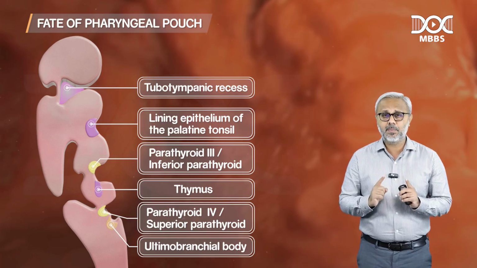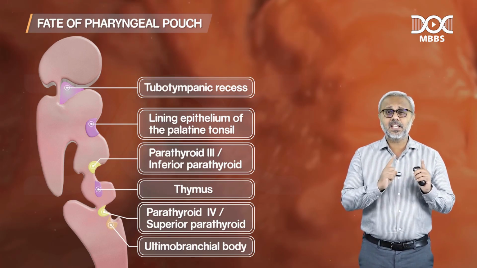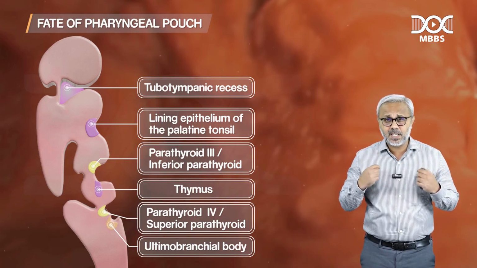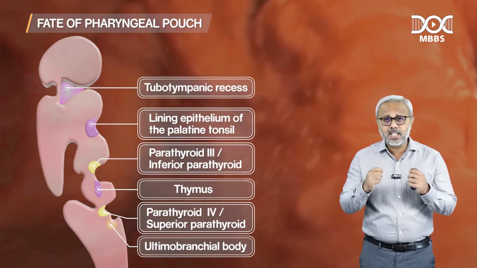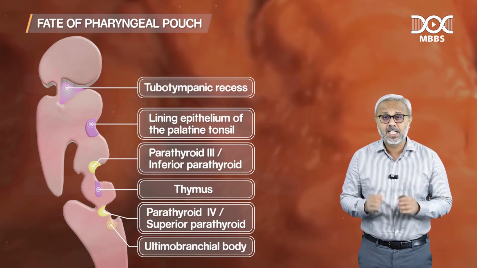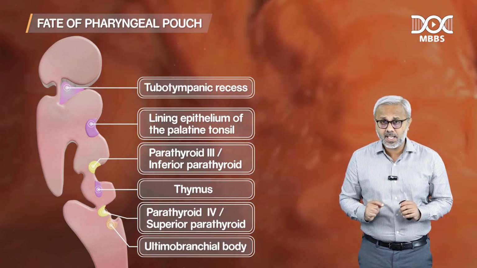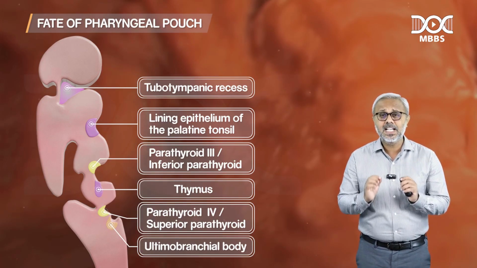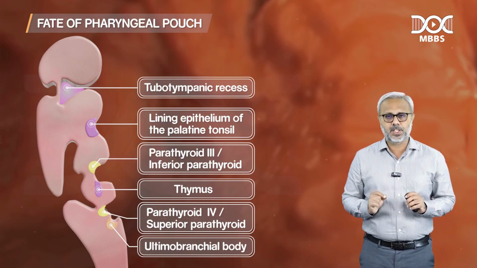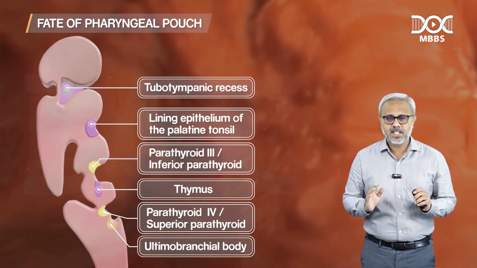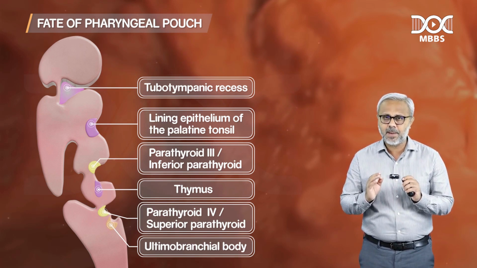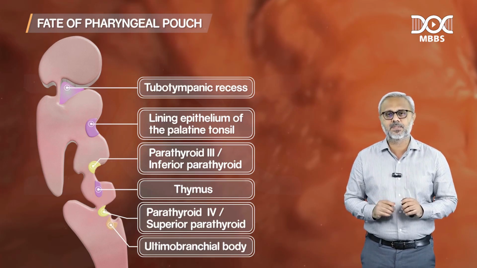Regarding the third pouch, remember, thymus and the inferior parathyroid develop. Since the thymus descends into the mediastinum, it drags the inferior parathyroid together with it, and this is one of the reasons why the inferior parathyroid glands are often inconsistent in position. Are we clear? This is regarding the endodermal derivatives of the pharyngeal apparatus, the pharyngeal pouch derivatives.